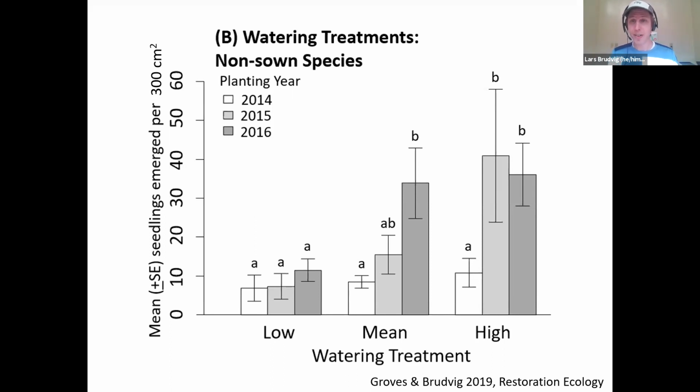Something that's interesting here, though, is that the good year, 2015, for the sown species, wasn't necessarily a good year for the weedy species. So the sown species and the weedy species seem to be doing something different, both with respect to how much they can respond to elevated rainfall, but also in which years they're emerging the most after planting out of the seed bank.